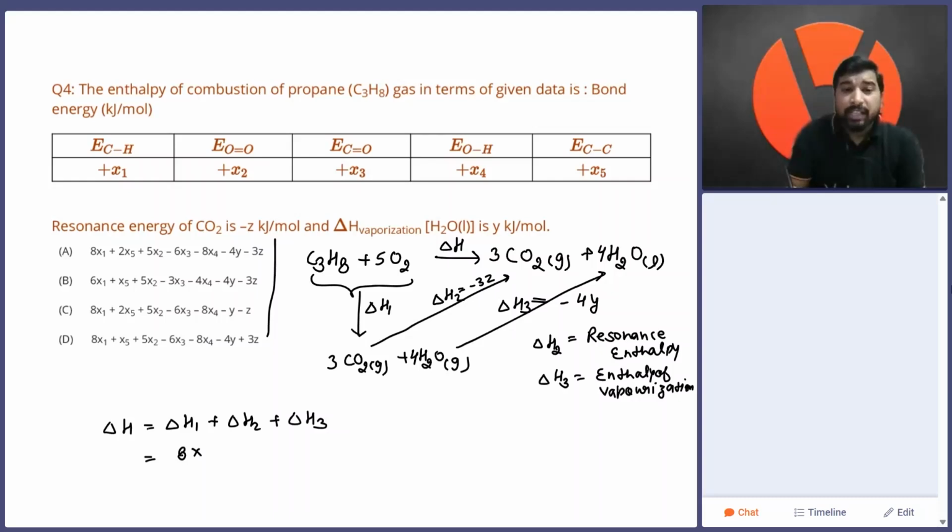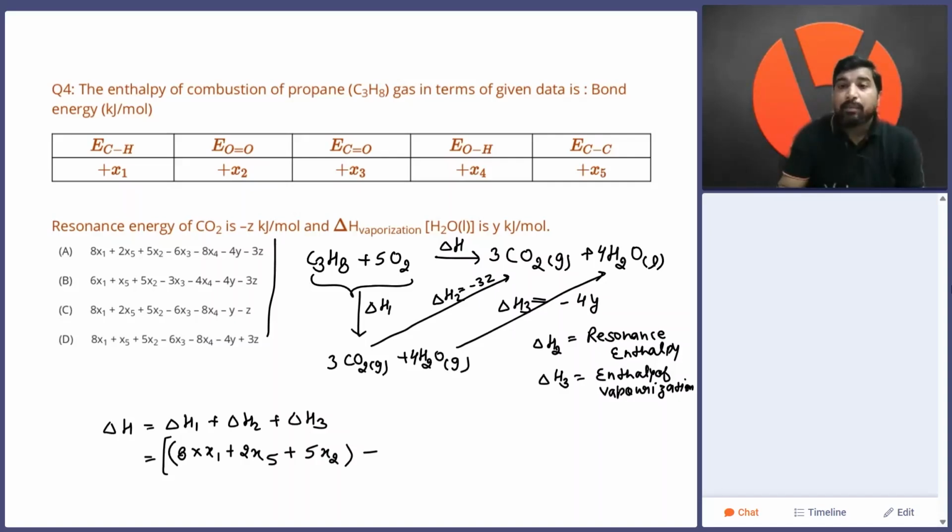carbon-hydrogen, that is X1, plus there are 2 carbon-carbon bonds. For carbon-carbon bonds, there is X5, so 2X5, plus there are 5 oxygen double bond oxygen present. So for 5 O double bond O, that should be X2. This is for the bond energy of reactant. Minus, for del H1, minus how many bonds are formed.